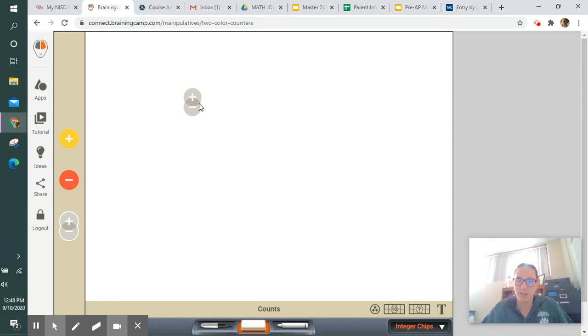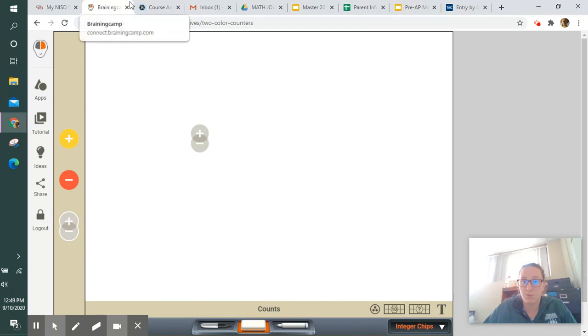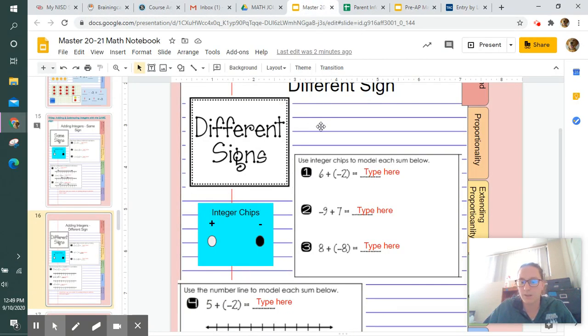Okay, so we have to know that a positive and a negative make a zero pair, just like that. So both of them together, a positive and a negative together make a zero pair, and it's equal to 0. So that's really important for us to know when we're doing our notes today.